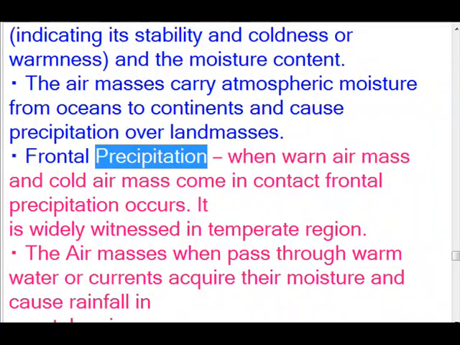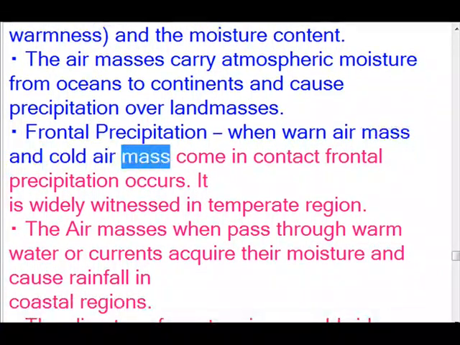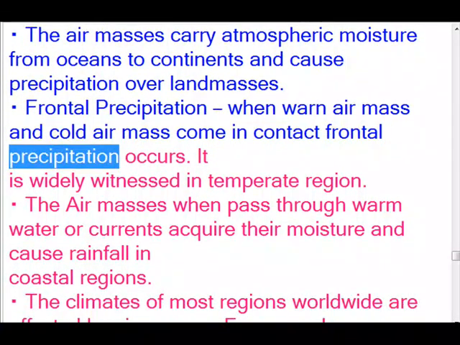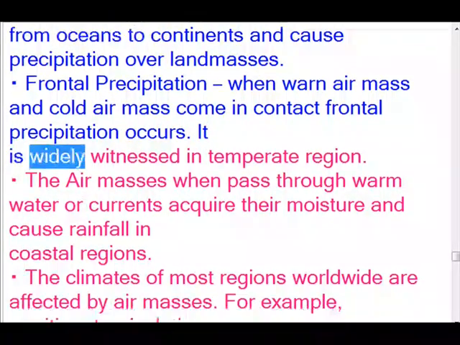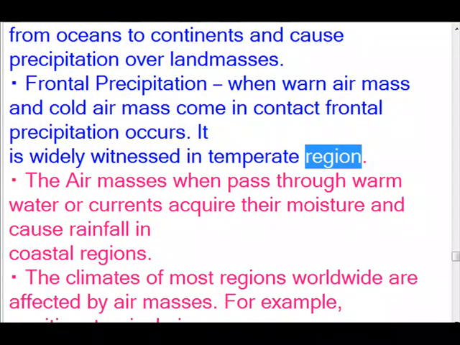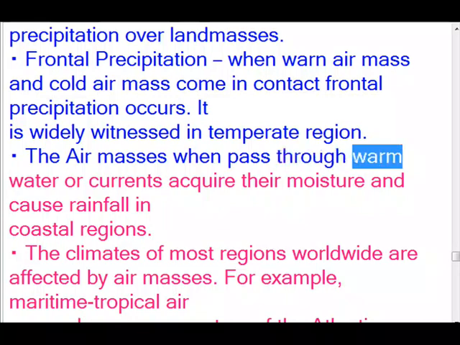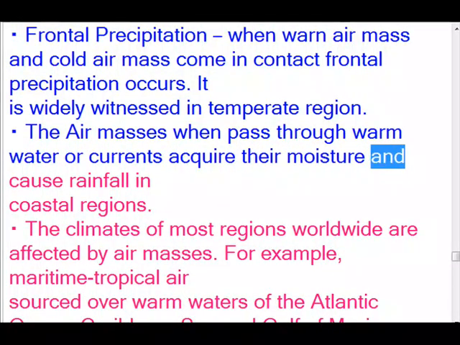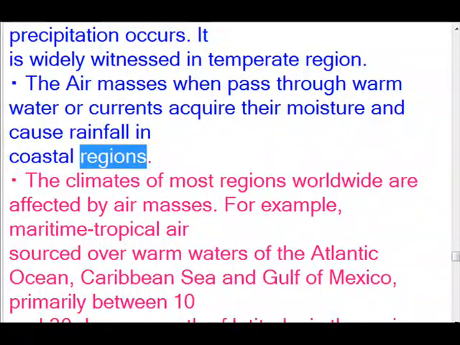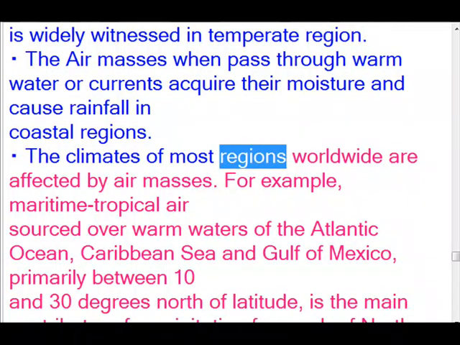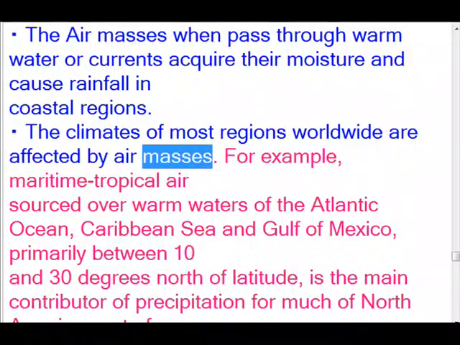Frontal precipitation. When a warm air mass and a cold air mass come in contact, frontal precipitation occurs. It is widely witnessed in temperate regions. The air masses, when they pass through warm water or currents, acquire their moisture and cause rainfall in coastal regions. The climates of most regions worldwide are affected by air masses.